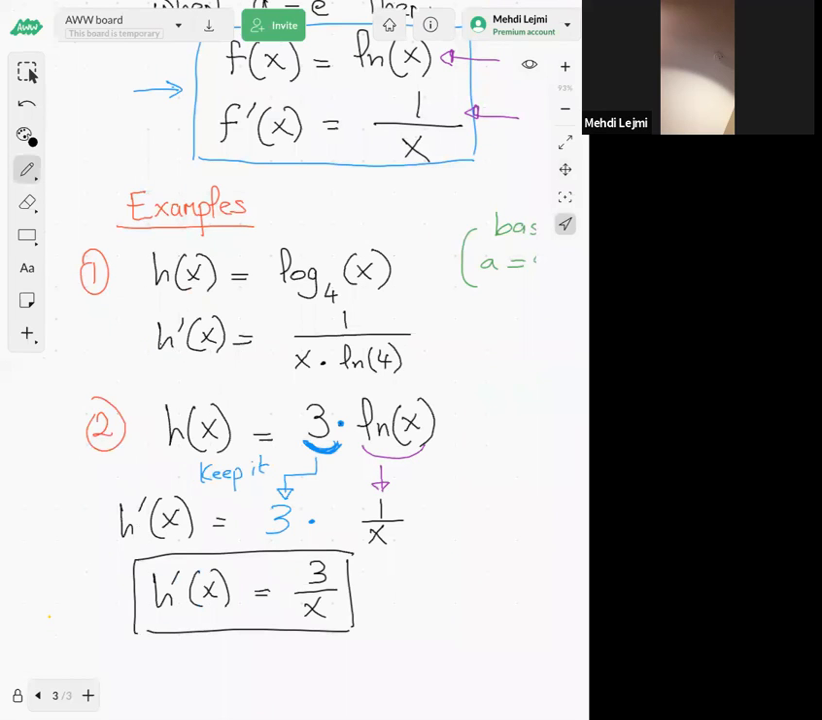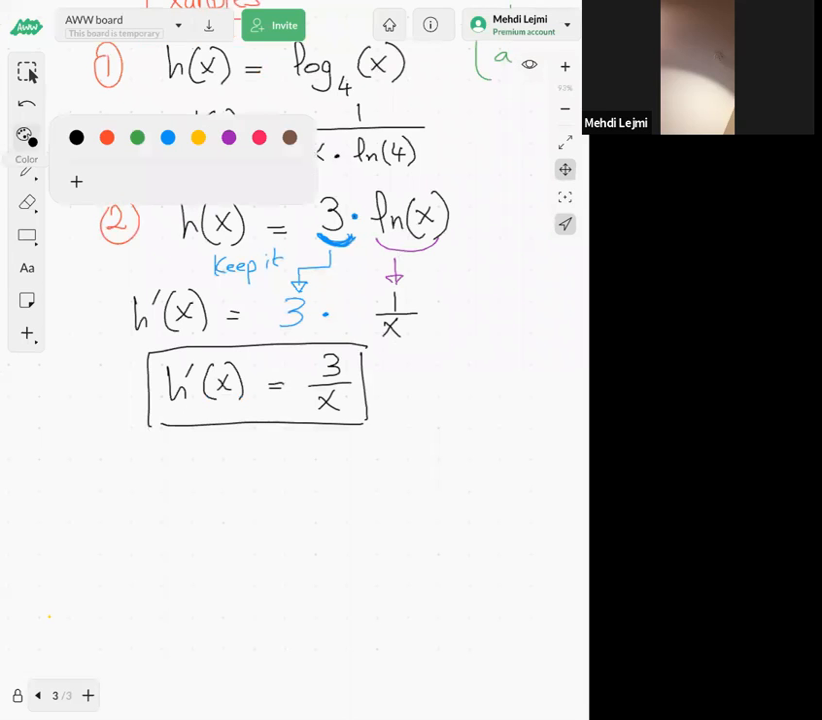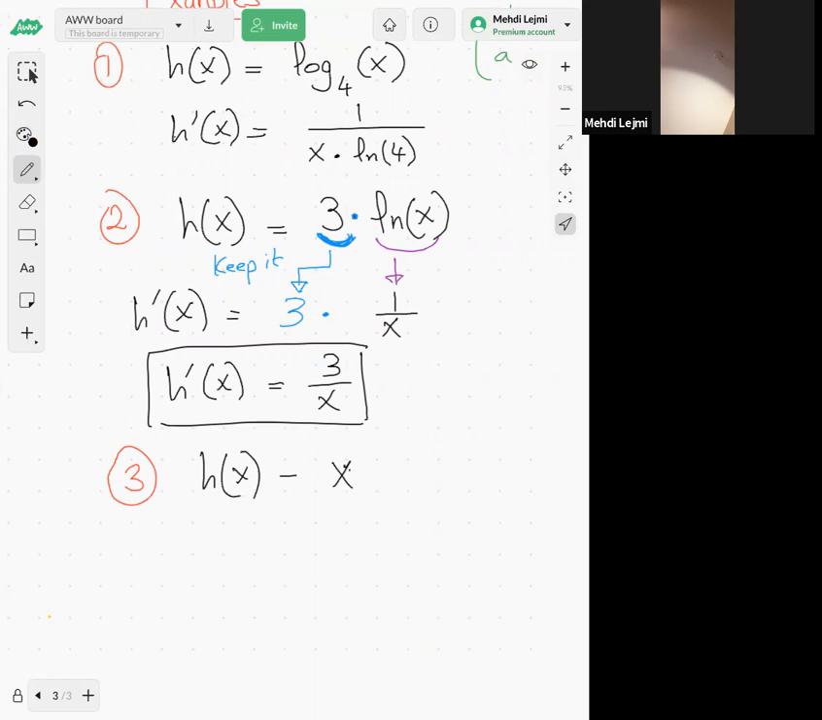Okay. Now let's say you have, so this is a constant times natural log of x. Now let's say you have h of x equal to x squared times natural log of x.